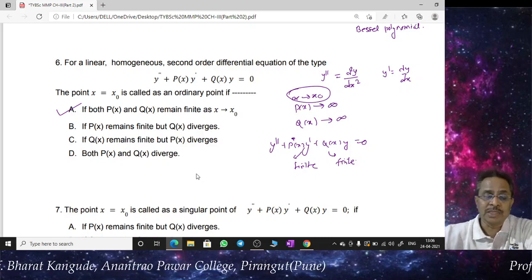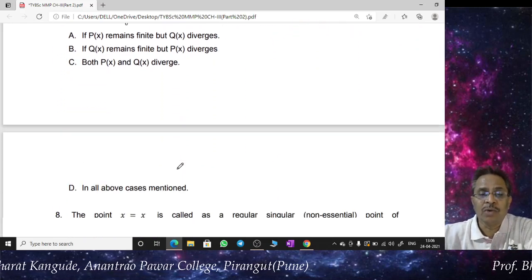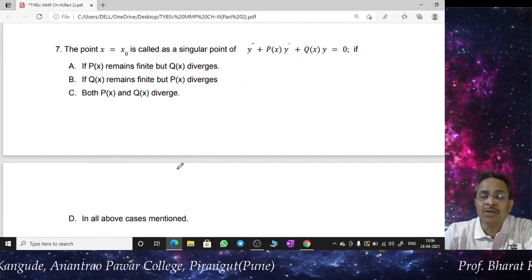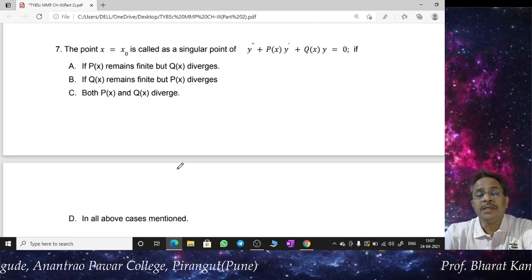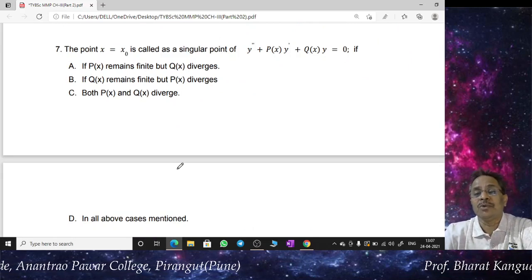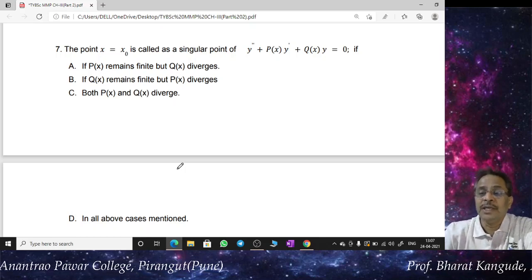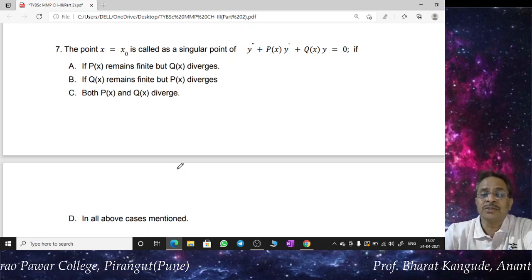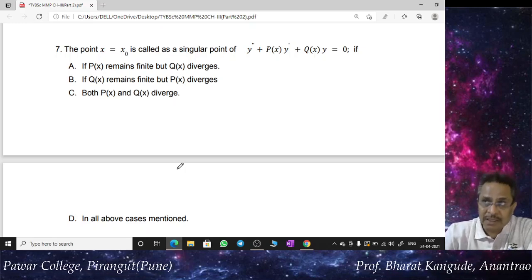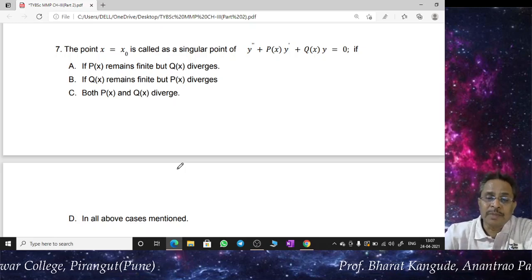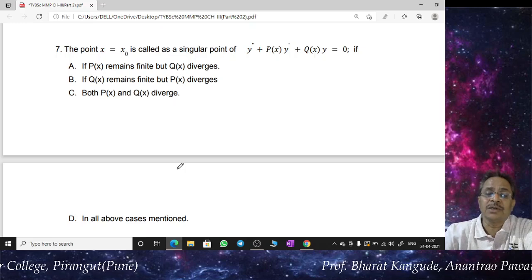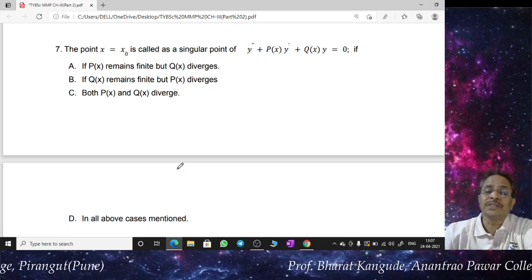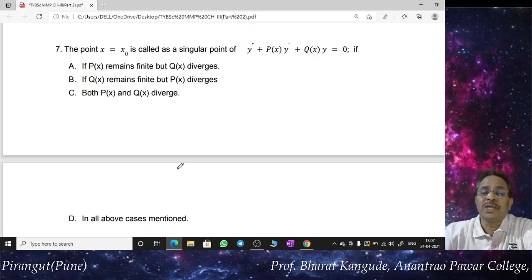Now the next few questions are basically based on this part again, so we'll go one by one. The point x is equal to x0 is called a singular point of y double dash plus p of x into y dash plus q of x into y is equal to 0 if, in option A, p of x remains finite but q of x diverges. Another possibility is that q of x remains finite but p of x diverges, and the third is that both p of x as well as q of x diverge.